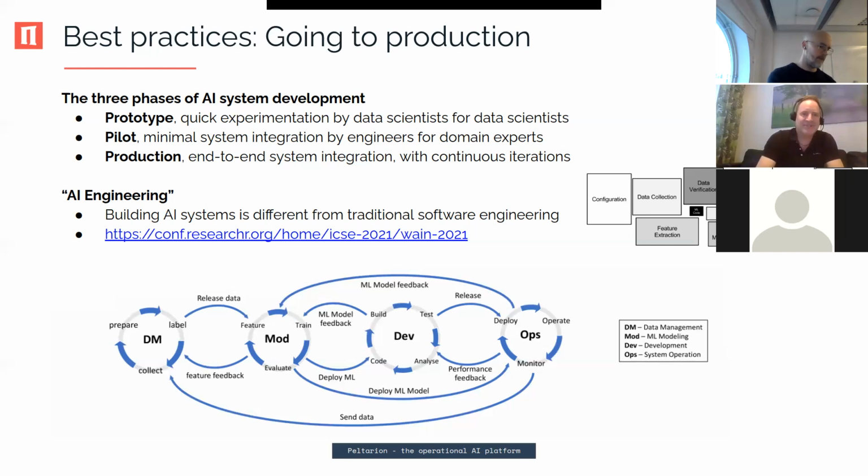And then moving to production basically means end-to-end system integration with all the data coming in and also going back, and continuous iterations, of course. And all these three phases you iterate between. It's of course not a waterfall process, but you start off with a prototype, and if you find something promising, you move into a pilot, and then you can move to a first MVP in production, and then you go back and iterate.